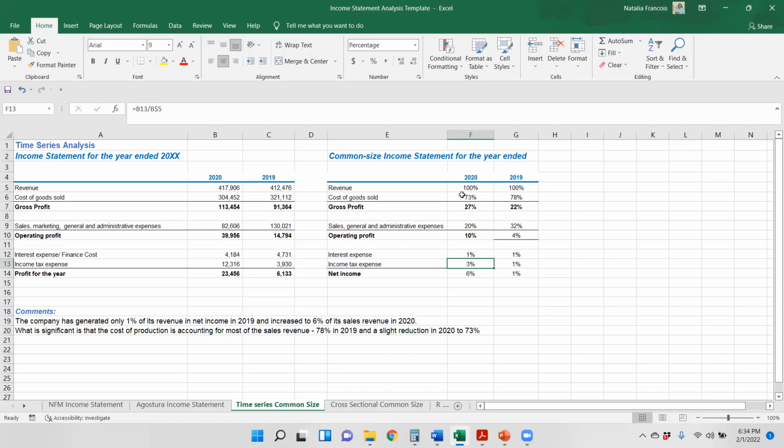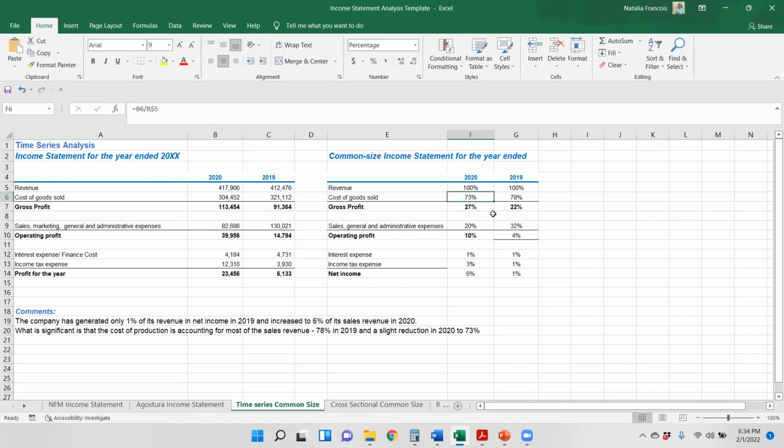So I'm plugging in a formula here. I plugged in the formula to divide cost of goods sold, 304,452, divided by the revenue, 417,906.